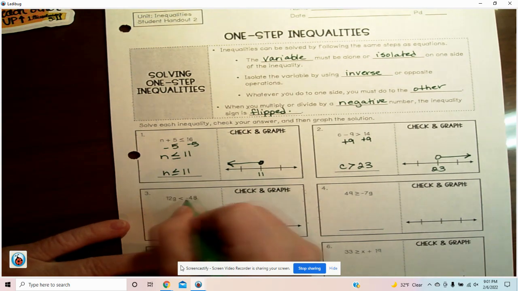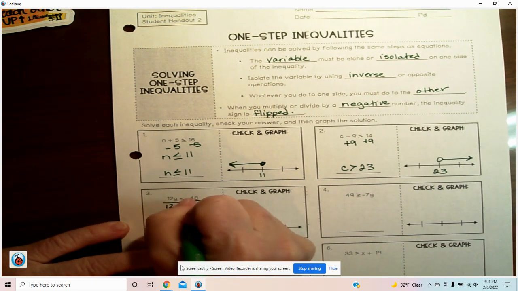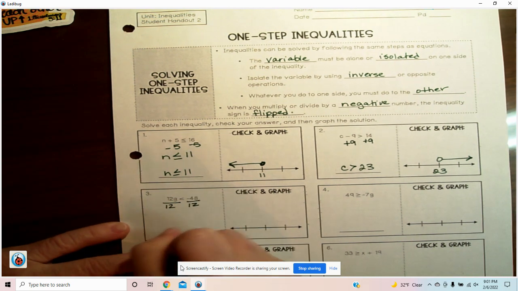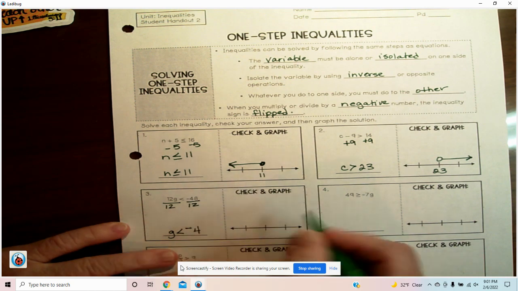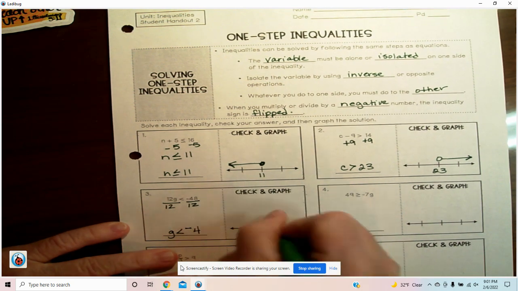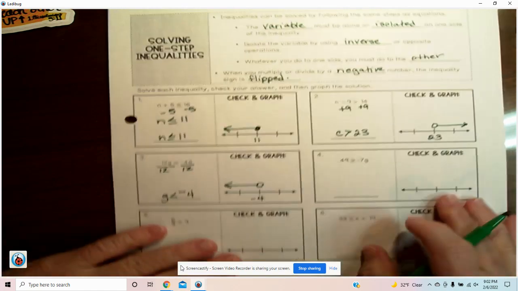12g is less than negative 48. We want the g by itself, so we're going to divide by 12. g is less than negative 4. So we've got a negative 4, open circle, shaded to the left.